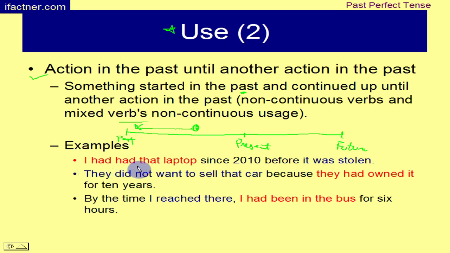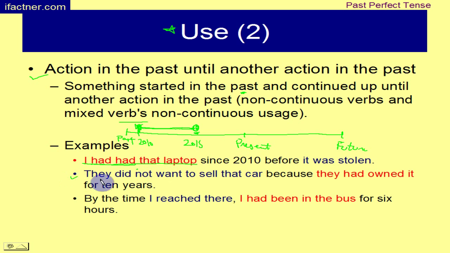I had that laptop since 2010 before it was stolen. I had that laptop since 2010 up until, let's say, 2015, until it was stolen. So I can use past perfect tense in this scenario.